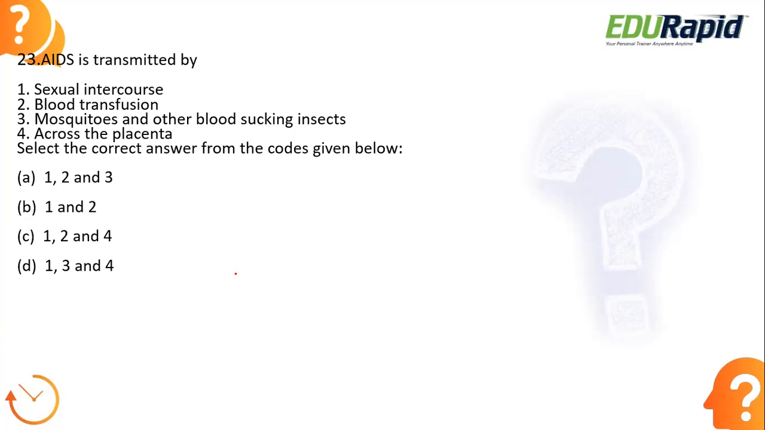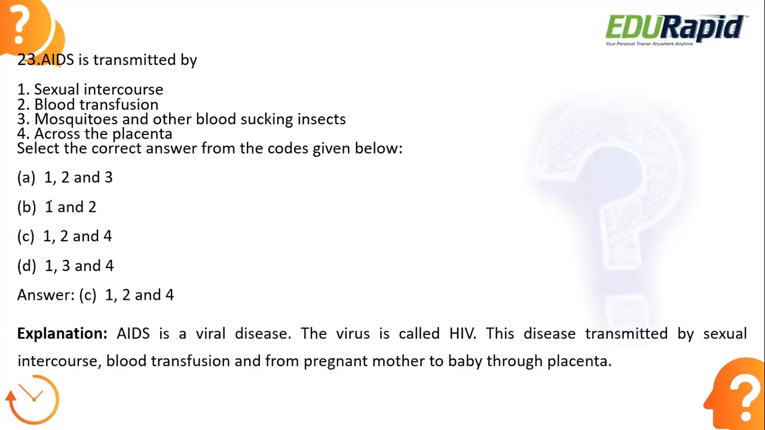Now we'll look at the right answer. The right answer is option C, 1, 2 and 4. So the correct statements are the first, second as well as the fourth. But the third is not at all correct regarding AIDS. AIDS is a viral disease, acquired immunodeficiency syndrome, which is related to our immune system. It is caused by the virus called HIV, the human immunodeficiency virus that causes AIDS.